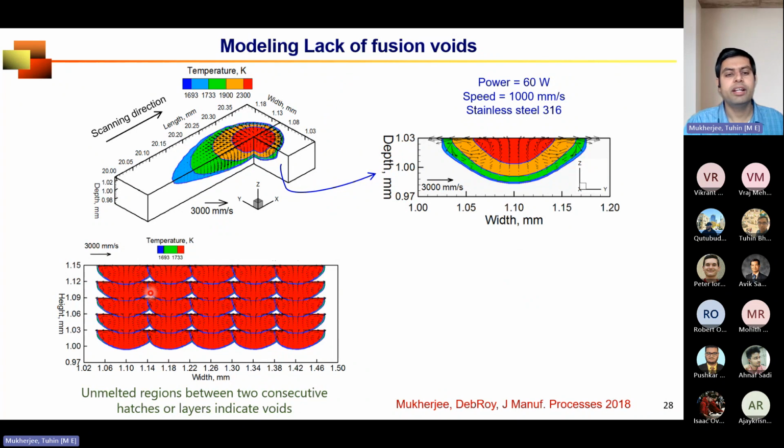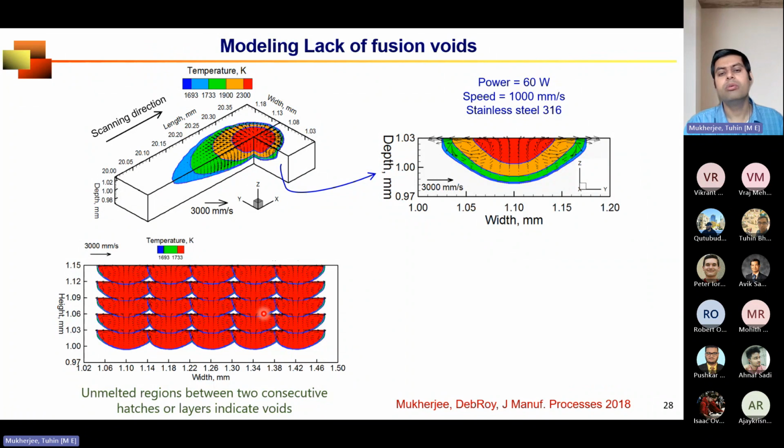Lack of fusion originates from this unmelted white region. You see, this white region is not melted, and this is the gap between these consecutive tracks. How do you minimize this?